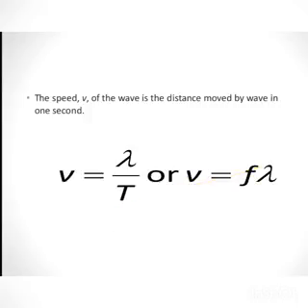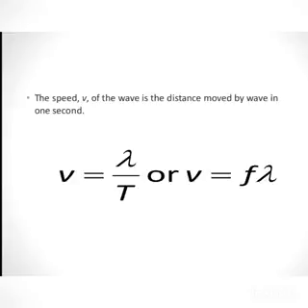Wave speed: the speed v of the wave is the distance moved by the wave in 1 second. Fine. So the distance moved by the wave is equal to the wavelength, and the time taken by one complete wave, or the time taken by the wave to cover a distance equal to the wavelength, is equal to the time period. So v is equal to lambda divided by capital T for time period. This is the formula used to find the speed of the wave.